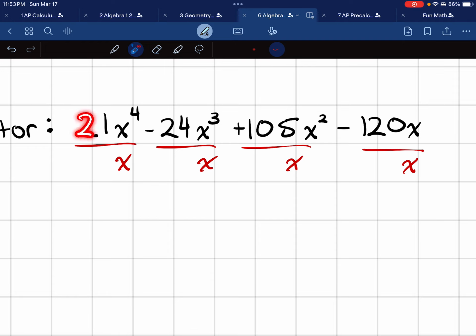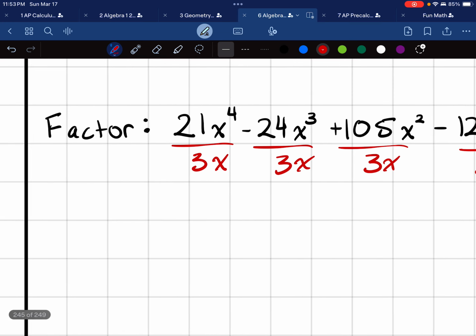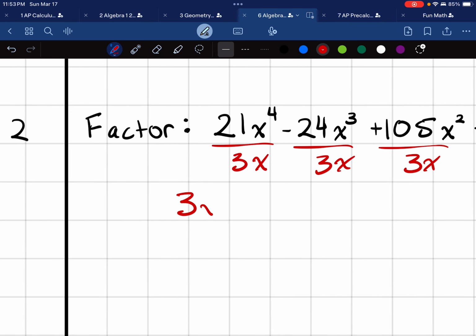Add the digits. 2 plus 1 adds up to 3, therefore this number is divisible by 3 because 3 is divisible by 3. 2 plus 4 is 6, therefore 24 is divisible by 3 because 6 is divisible by 3. 1 plus 0 plus 5 is 6, which is divisible by 3, therefore this is divisible by 3. And 1 plus 2 plus 0 is 3, therefore this number is also divisible by 3. All of these are divisible by 3, which means 3x is the greatest common factor of all 4 of those terms.